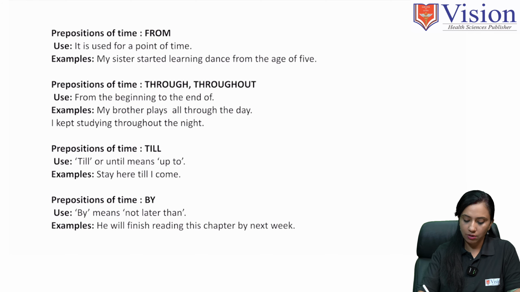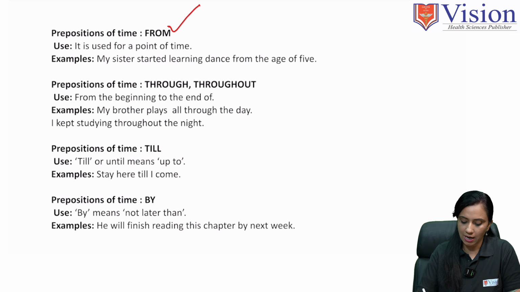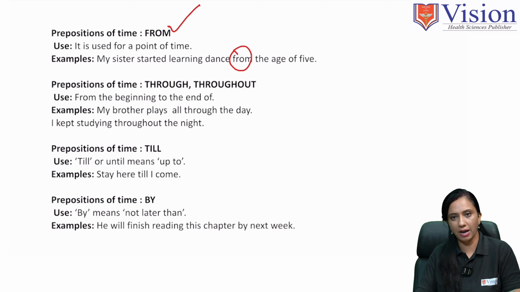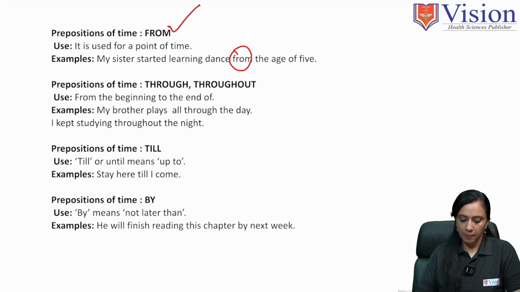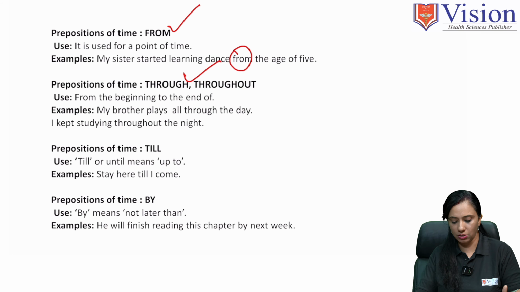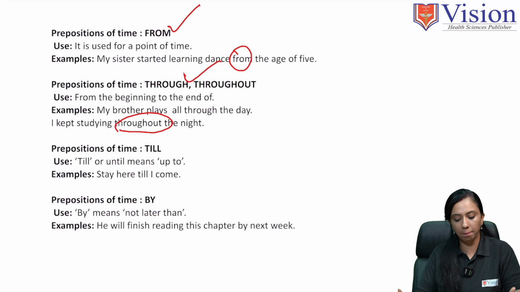Then another one is from. From a particular point of time, we use from. Like my sister started learning dance from the age of 5. So we started from the age of 5, a starting point. Then another one is through or throughout. It is used from the beginning to the end. My brother plays all through the day. Or we can say, I kept studying throughout the night. So it is talking about the beginning and the end, throughout the night.